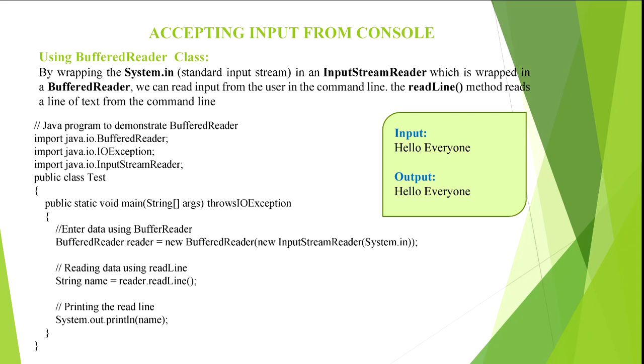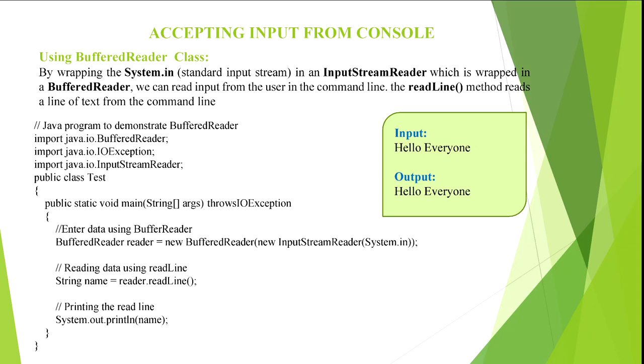This is one example that demonstrates how to use the BufferedReader class. Here I have imported three different classes from the IO package: BufferedReader, IOException, and InputStreamReader. If you don't know the proper names of the classes, then you can use just one line, import java.io.*. Dot star means all the classes will be imported to your main program, and it takes only the essential classes. Here I have given the class name as Test, with the main method.